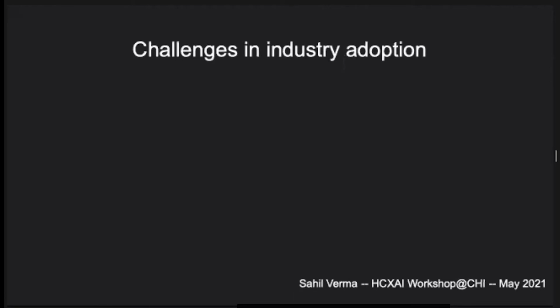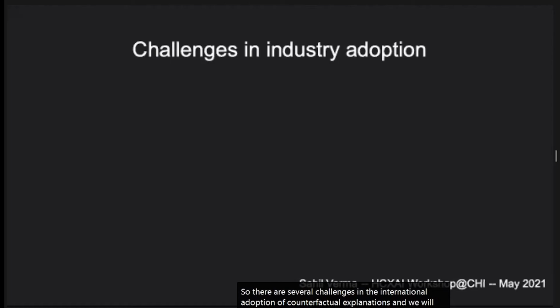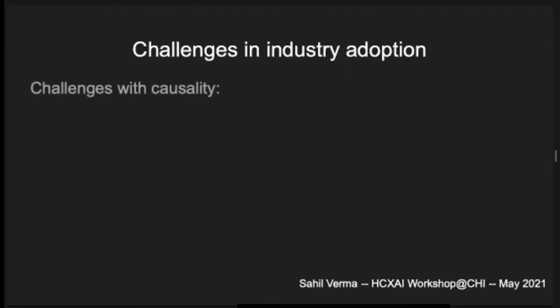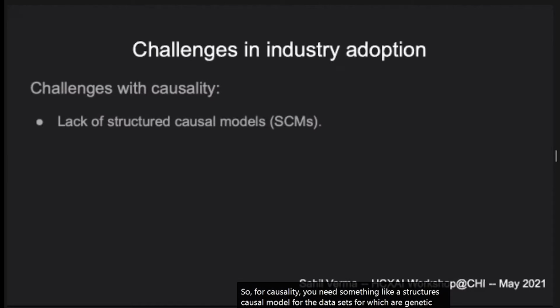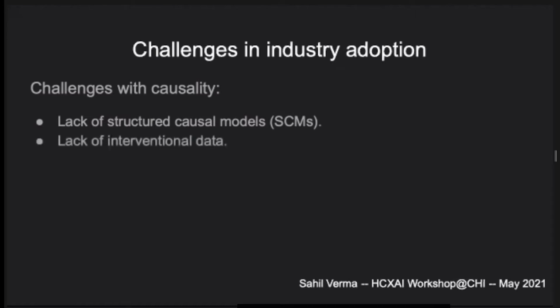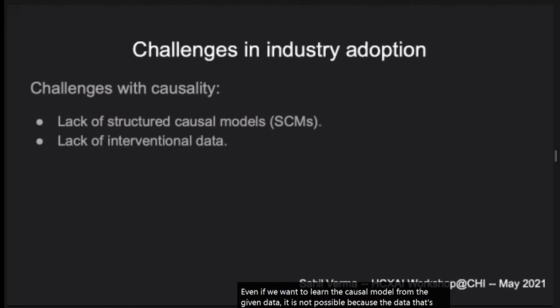So there are several challenges in the industrial adoption of counterfactual explanations, and we will contextualize them with respect to the properties that we just saw on the last slide. The first problem occurs with operationalizing causality in counterfactuals. For causality, you need something like a structural causal model for the data sets for which you're generating counterfactuals, and that does not exist for most of the data sets. Even if we want to learn the causal model from the given data, it is not possible because the data that's given to the ML practitioner or modeler is static. It's not interventional data which they can use to learn the causal relations.